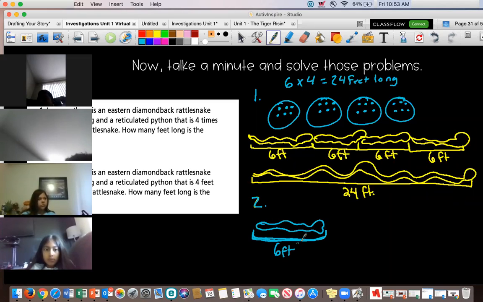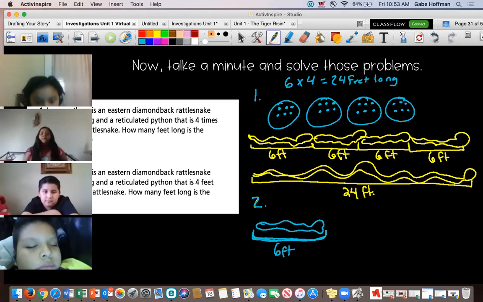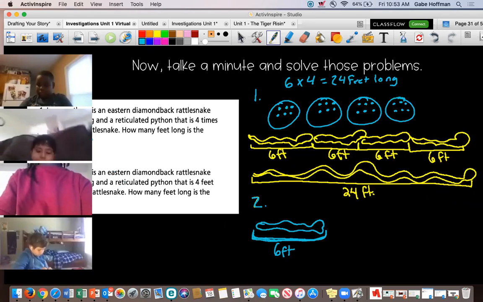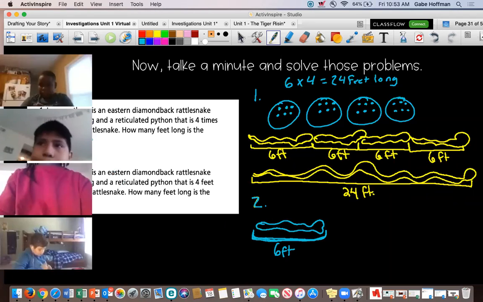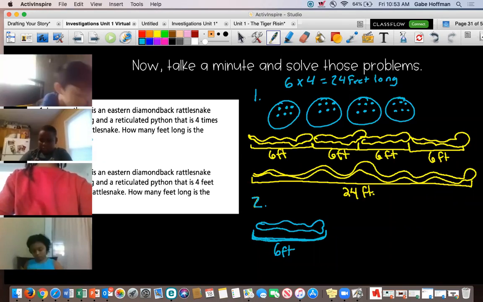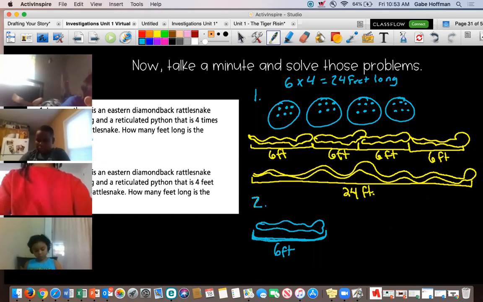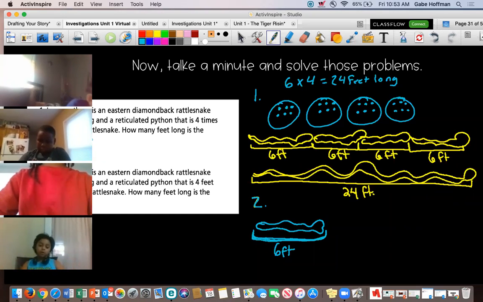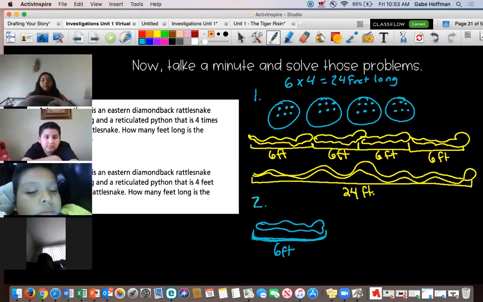Somebody besides Henry, help us out. What does it say about the python on this one? Corbin, what does it say about the python in number 2? The python is 4 feet longer than the diamondback rattlesnake. It's 4 feet longer. So on this one, are we multiplying 4 rattlesnakes together to get the length of the python? Does it say 4 times as long? What does it say?